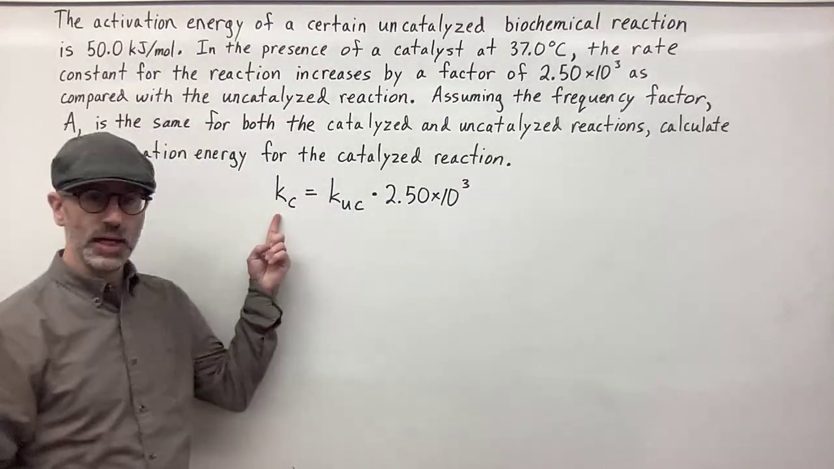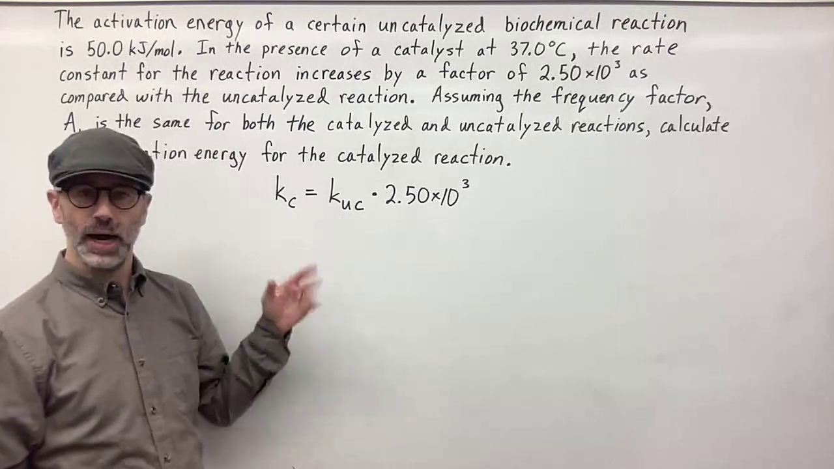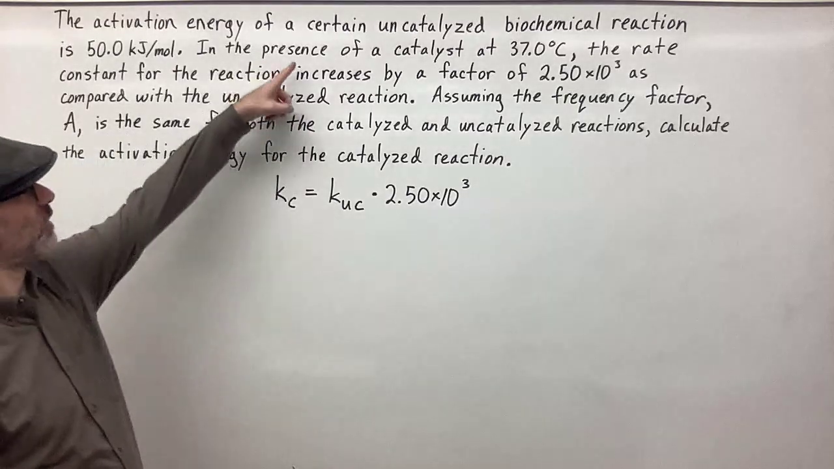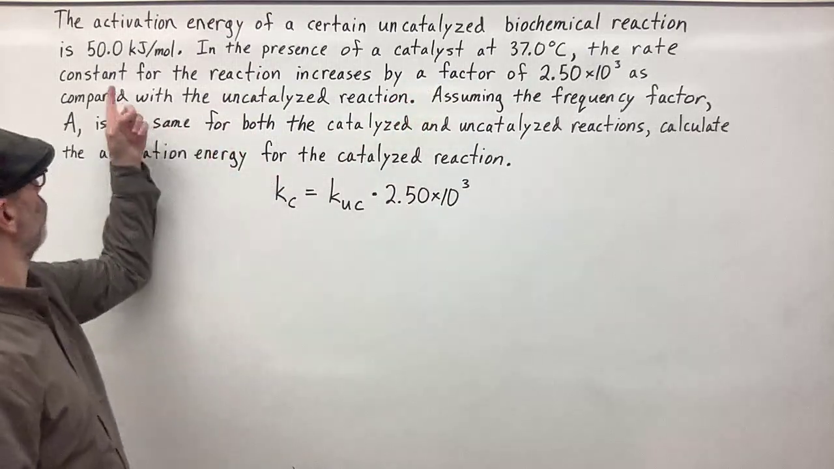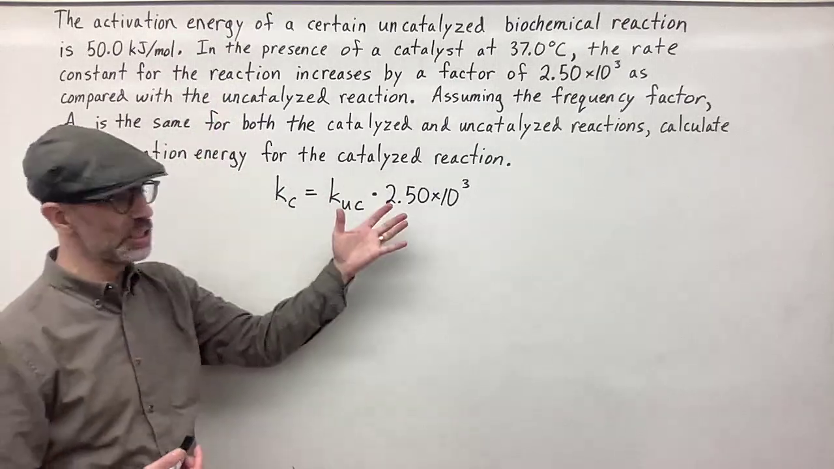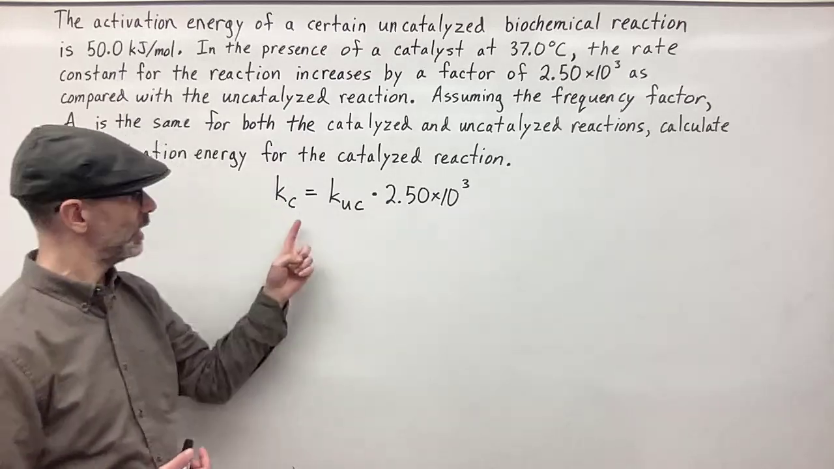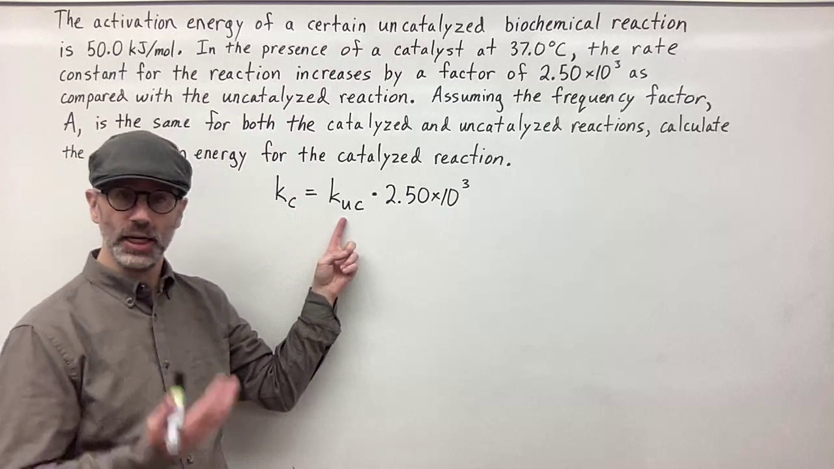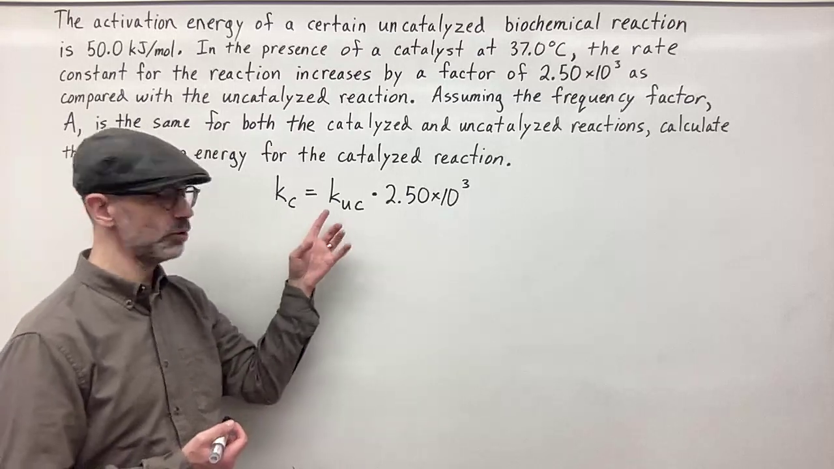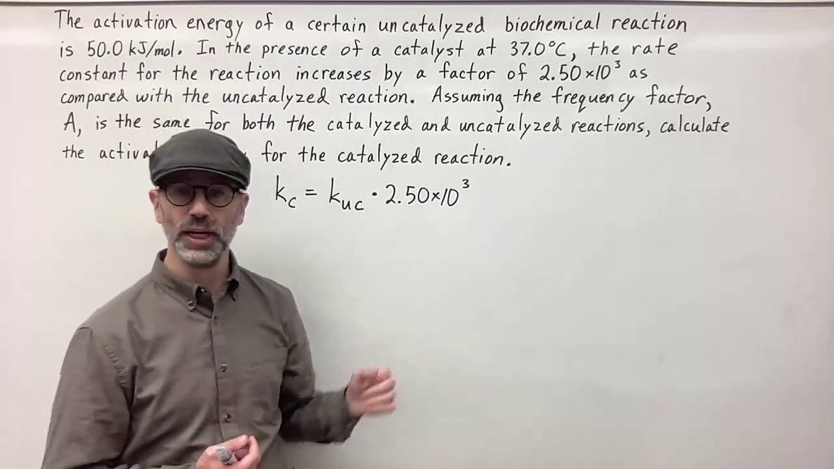So this is the equation representation of what we were told. We're told that in the presence of the catalyst at 37 degrees Celsius, the rate constant for the catalyzed reaction has increased by a factor of 2,500. So K, the rate constant of the catalyzed reaction, is equal to the rate constant of the uncatalyzed reaction multiplied by 2,500, or 2.50 times 10 to the third.